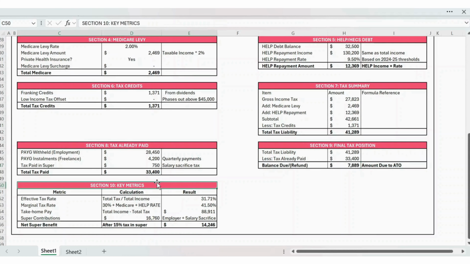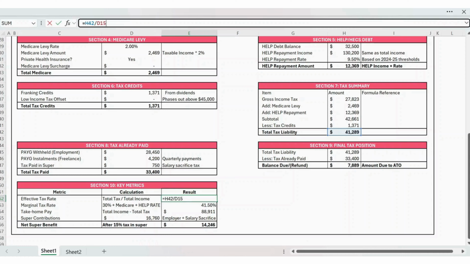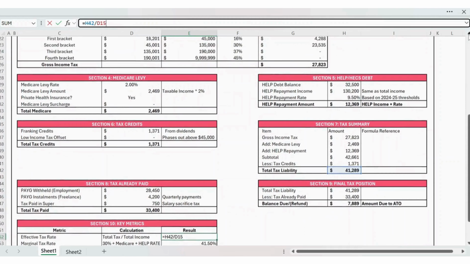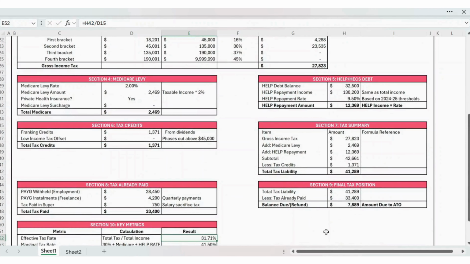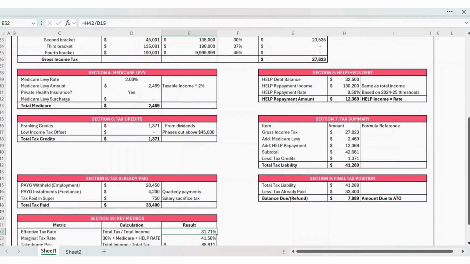Part 10, Section 10, Key Metrics and Insights. Finally, let's look at the key metrics that tell the full story. Effective tax rate, total tax divided by total income, equals $40,639 divided by $130,200, approximately equals 31.2%. This is his average tax rate.